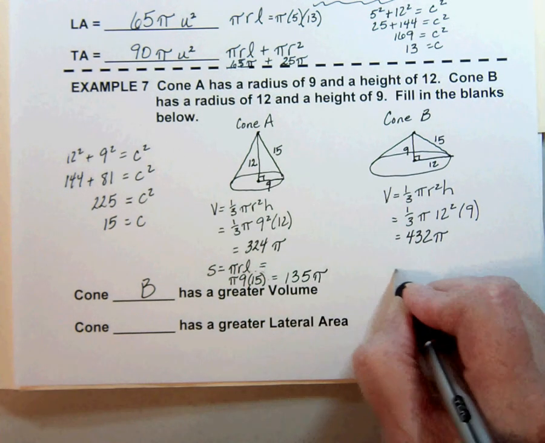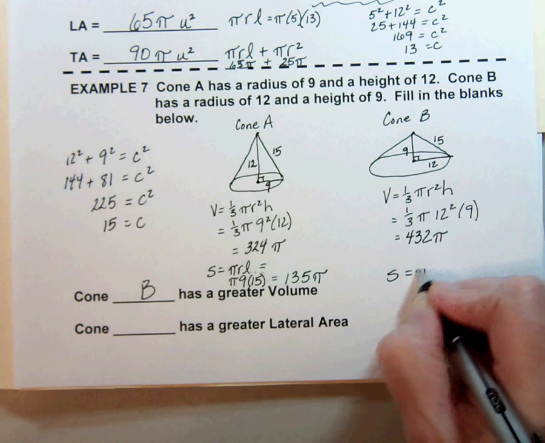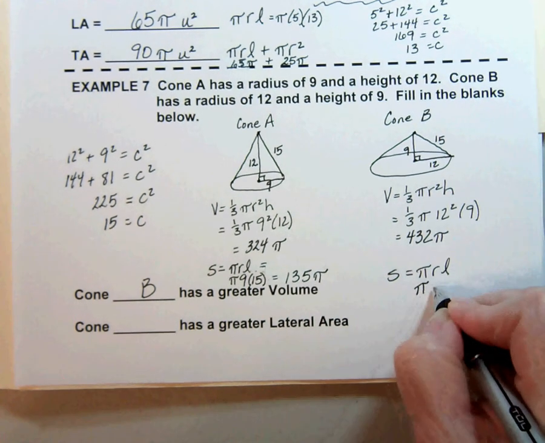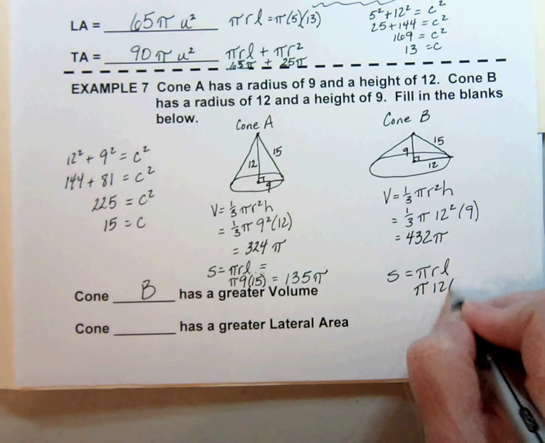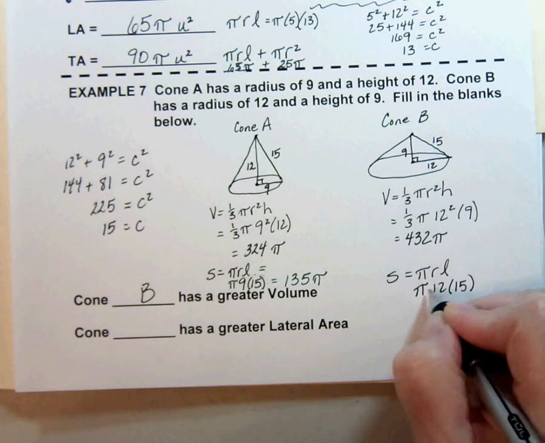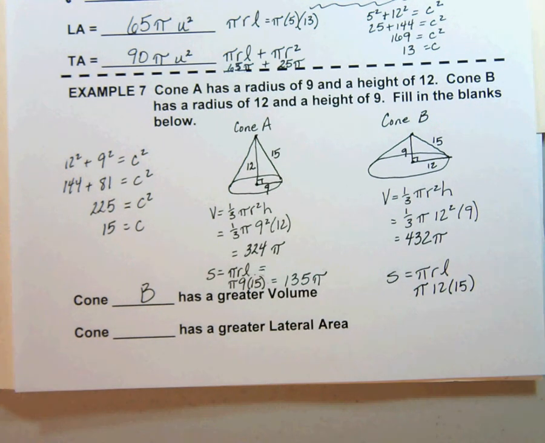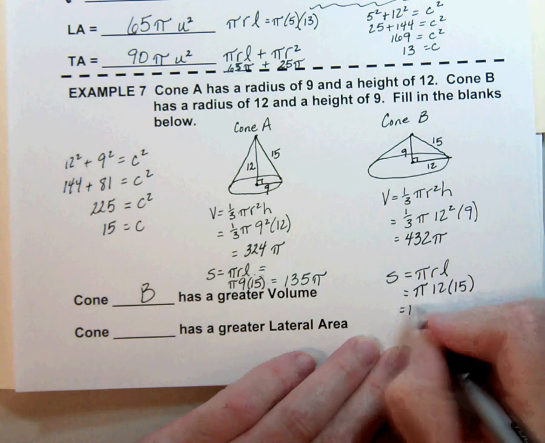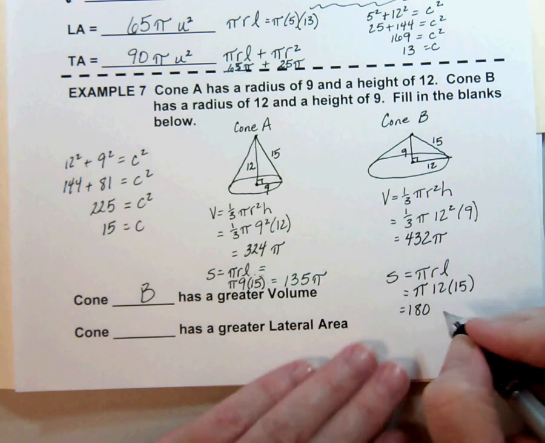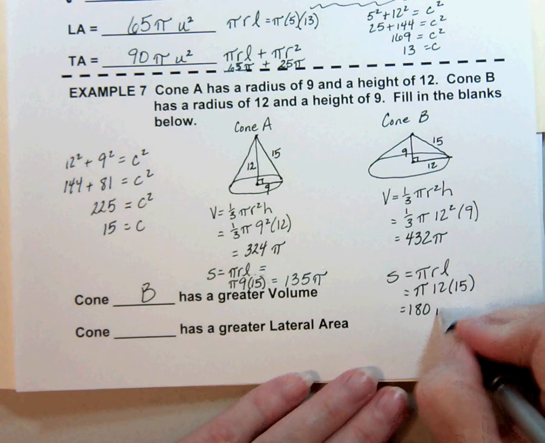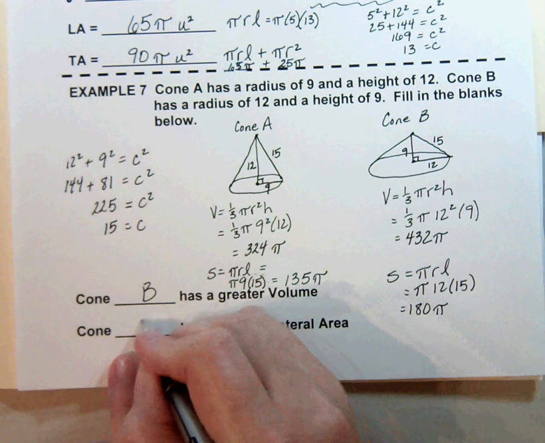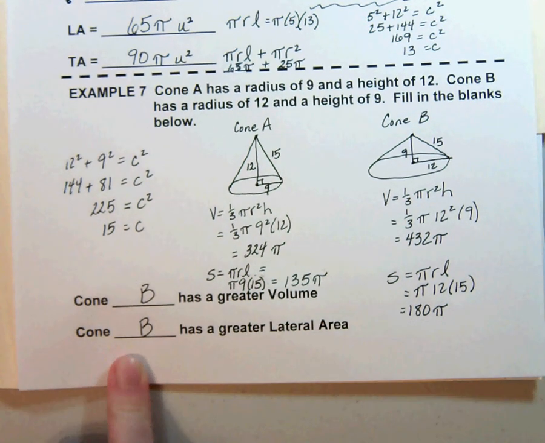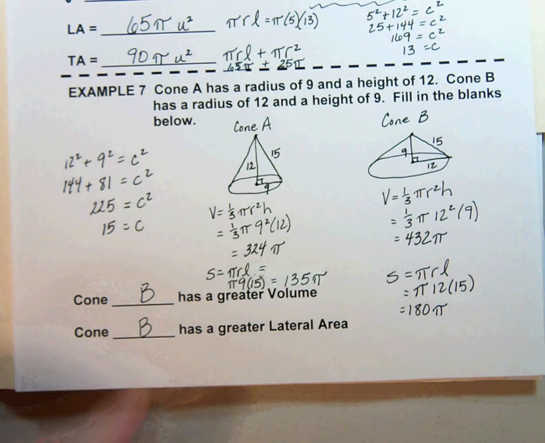And the lateral area of cone B is going to be pi times the radius 12 times 15. You can already tell this is going to be bigger. 12 times 15 is 180. So which one is the bigger lateral area? B. Cone B has more volume and the lateral area, that curved surface, is larger than cone A.